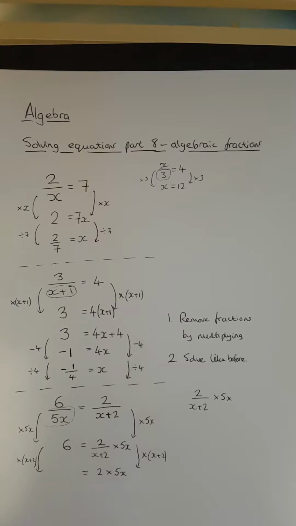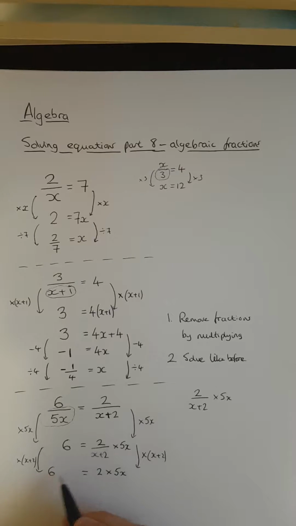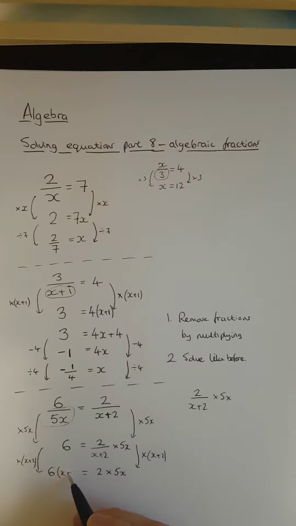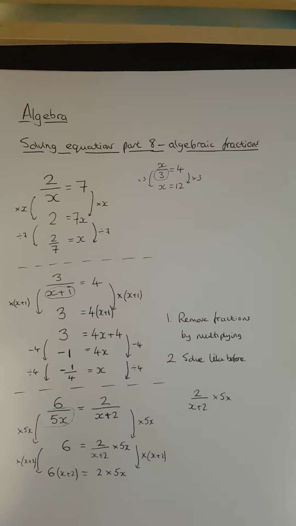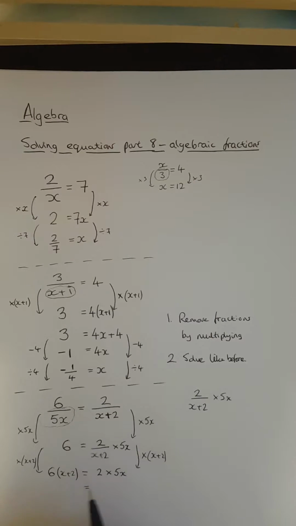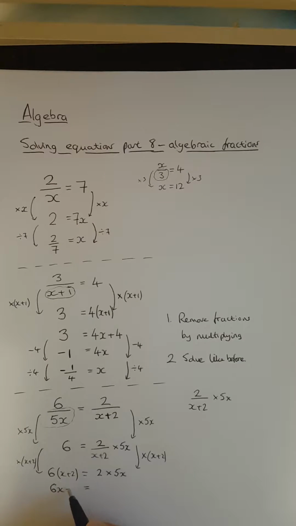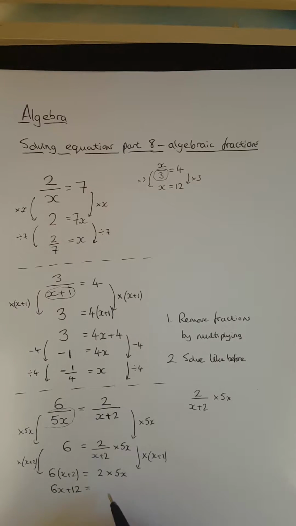Now that looks a lot nicer, doesn't it? And this side becomes that. Much better. So here I can expand and get 6x plus 12. Here I'm going to get 10x.